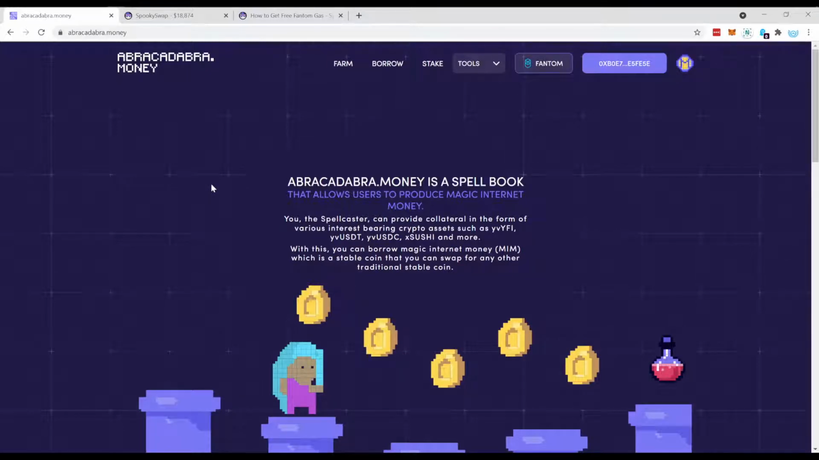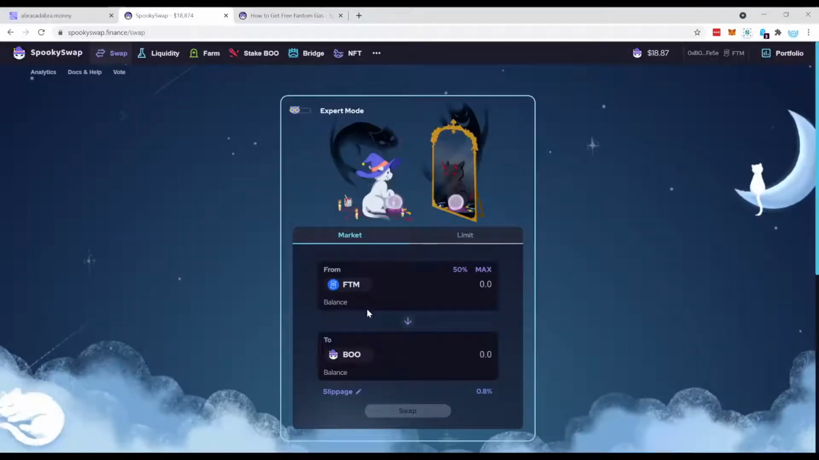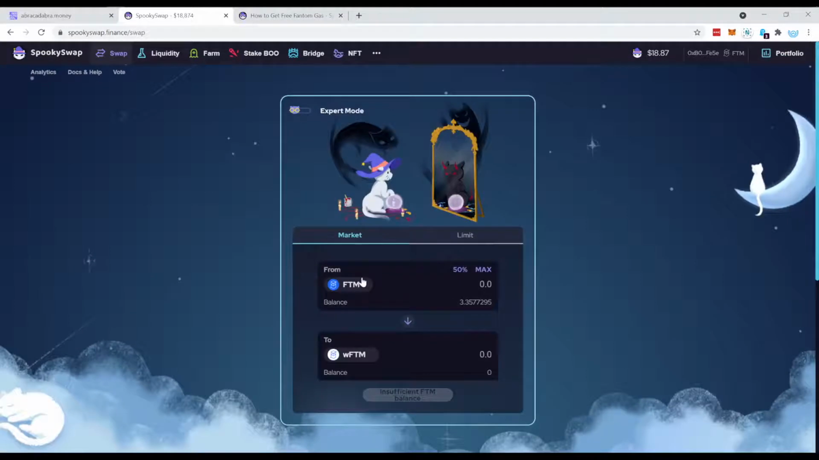Let's get started. Now, the first thing you want to do is you will need some Fantom. Basically, you need some wrapped Fantom, right? What is wrapped Fantom? Wrapped Fantom is the wrapped version of Fantom, as the name says. So if you have funds on the Fantom network, you simply come over here to Spooky Swap and you swap your assets for WFTM, right? This is the first step.